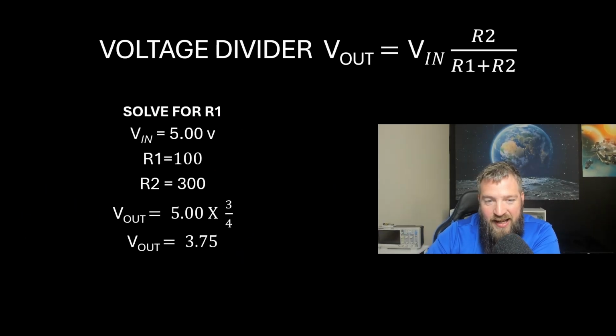We can go ahead and take a 5-volt input reference. We can have a 100 ohm resistance for the R1. You have a 300 ohm resistance for the R2. And when you take your 5-volt reference and times it by 3/4, you get 3.75. Success. How do you remember this equation? It's R2 over the sum of R1 and R2.